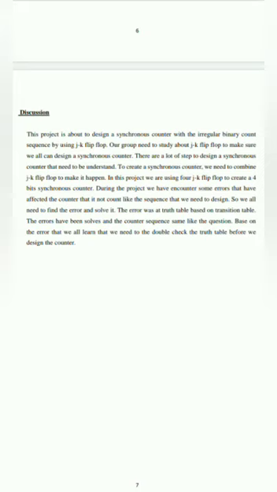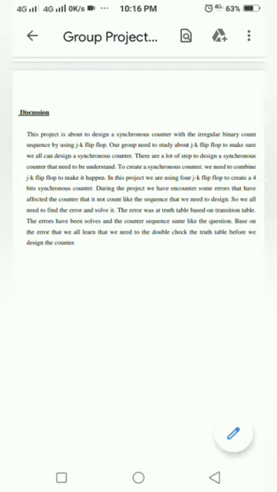4-bit synchronous counter. During the project, we encountered some errors that affected the counter so that it did not count like the sequence that we needed to design. So we all needed to find the error and solve it. The error was in the truth table based on the transition table. The error has been solved and the counter sequence is like the question. Based on the error that we learned, we need to double check the truth table before we design the counter.